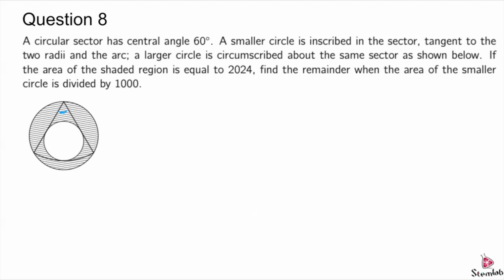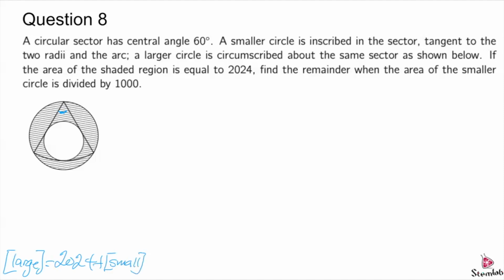Okay, so we're given an area problem here. We want to relate the area of the small circle to the big circle. What's given in the problem is that the small circle is inside the big circle. So we can write at least one identity, which is that the area of the large circle is equal to 2024 plus the area of the small circle.